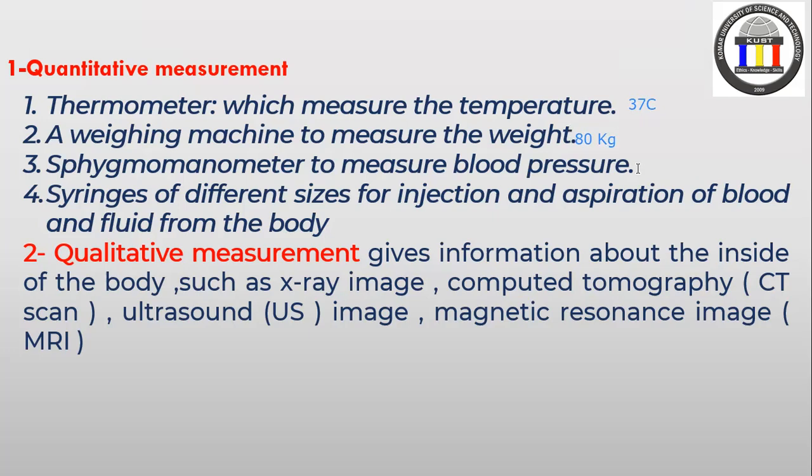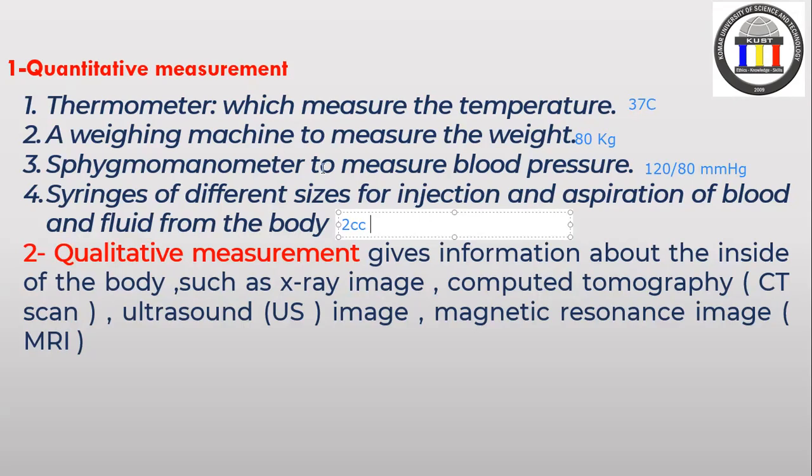If you are talking about the galvanometer, and we say your blood pressure is 180 over 80 millimeters of mercury, you are talking about numbers. If you are talking about syringes, and they take 2 cc of blood from you, that means we are talking about numbers. So all of these things, where the output is numbers, we name a quantitative measurement.